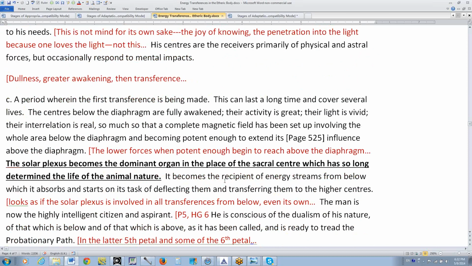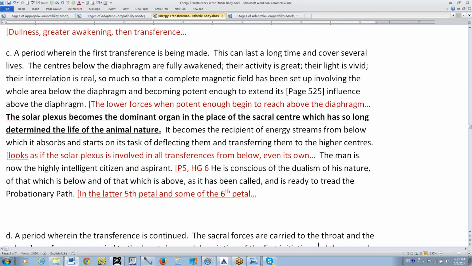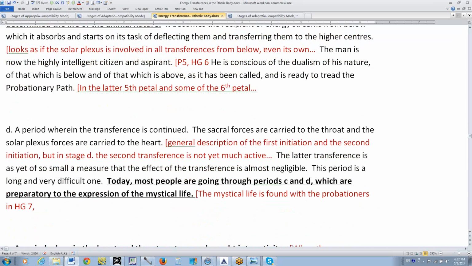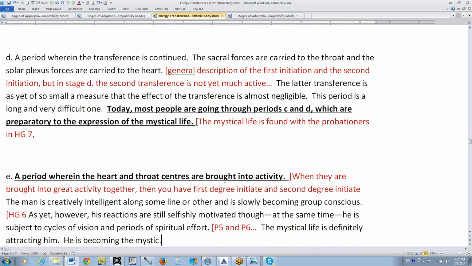And then transference begins to be made. The solar plexus center is becoming the principal organ of transference, and now the transference is continued with the solar plexus helping the transference of the sacral to the throat and also of itself to the heart. Probably not from the base of the spine to the crown, that comes later.